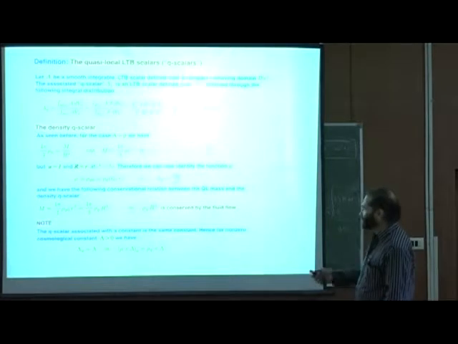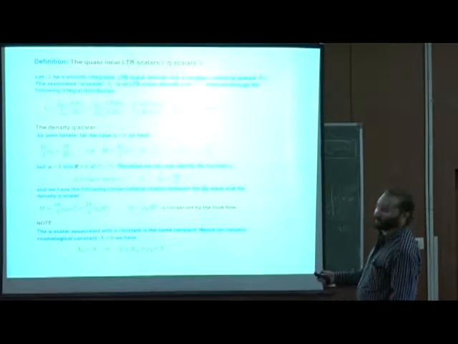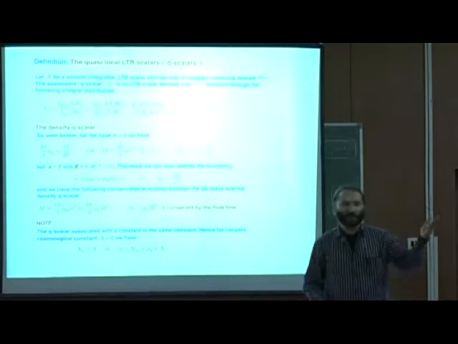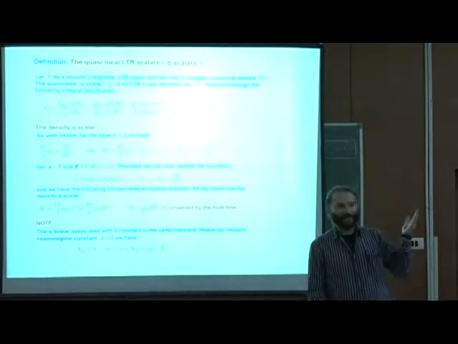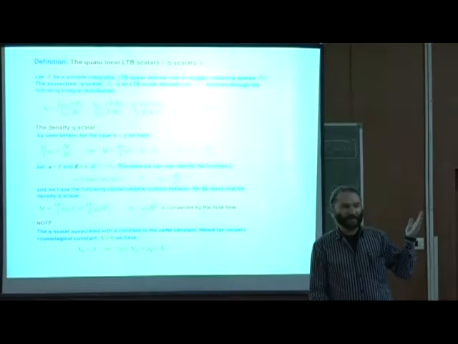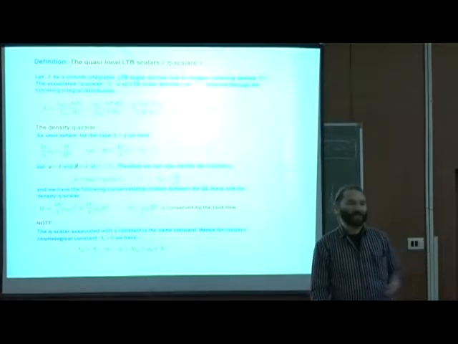Now, note, the Q scalar associated with a constant is the same constant. Obviously, if A is a constant, then it comes out of the integral, and then AQ is trivially equal to A. Can you see that? That's evident, right? So the Q scalar of a constant is the constant itself.